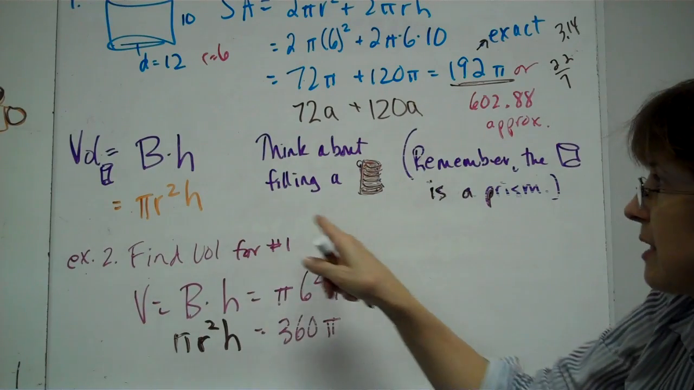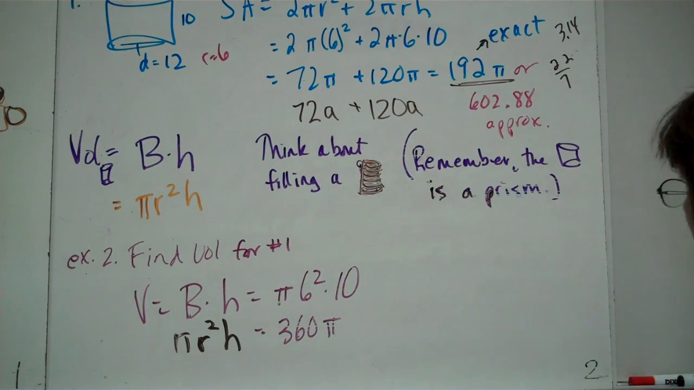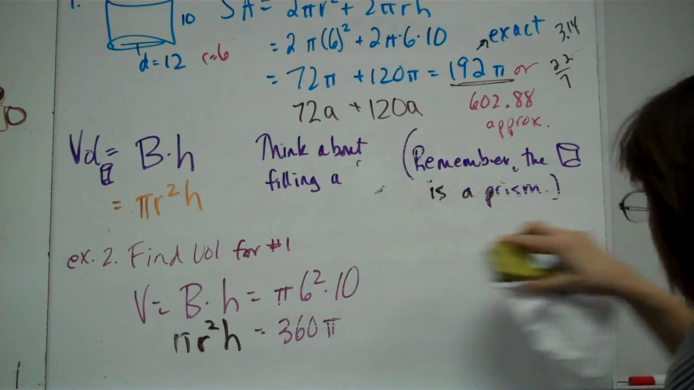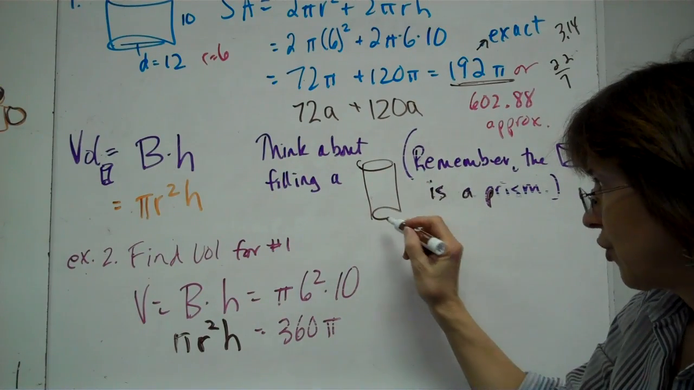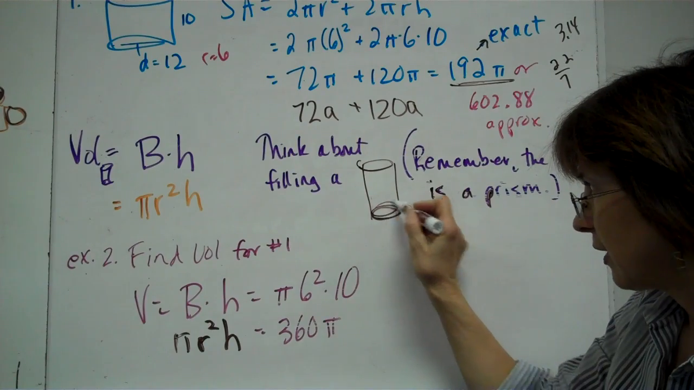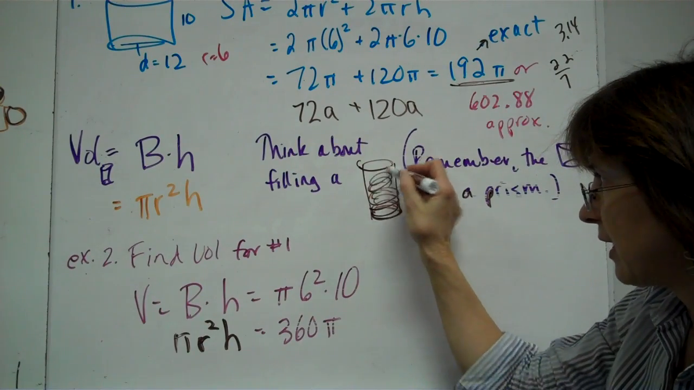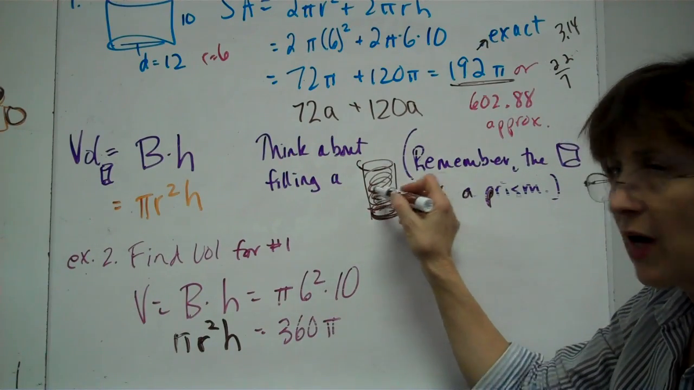And the reason for that is, if you think of a cylinder and you think about filling it, well, you could put a lid here, a lid there, a lid there. You keep on stacking it with lids, and you get as many lids as you have the height for.